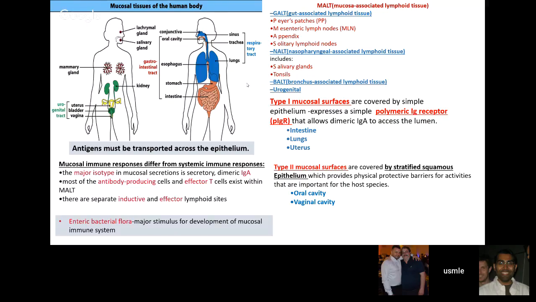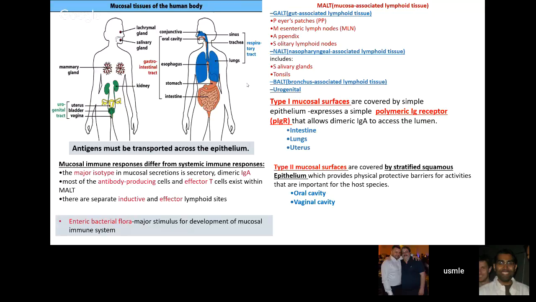So mucosal associated lymphoid tissue. For the mucosal response, remember that all the GI and respiratory tracts are going to have IgA as the immunoglobulin mostly affected. So these are antibody-producing cells, and the effectors are going to be T cells that exist in what you call the MALT system, the mucosa-associated lymphoid tissue. And then you're going to have separation between the effector and inductive sites. Then you're going to have the cells that allow the development of the mucosal immune system. Those are the enterobacterial flora. This is why babies, for example, are very prone to diarrhea and infectious diarrhea, gastroenteritis, because their system is not well developed as yet.